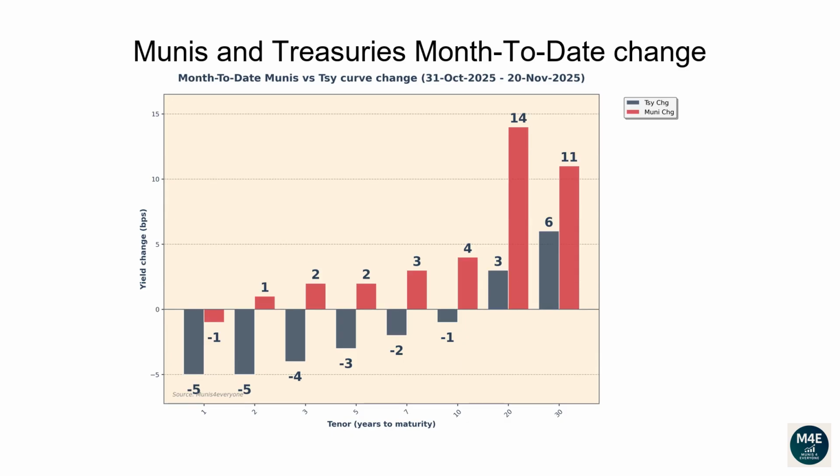This graph shows how much interest rates have changed since the end of the previous month. The current bar plot shows how munis and treasuries have changed since the end of October.